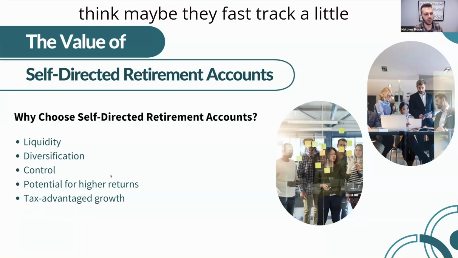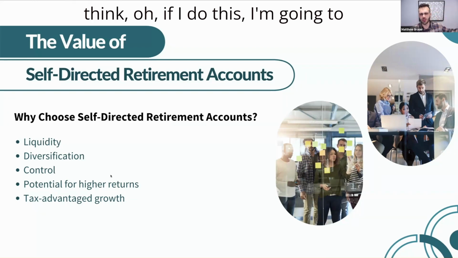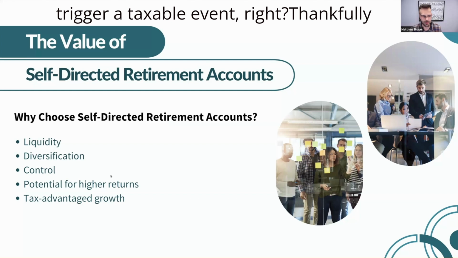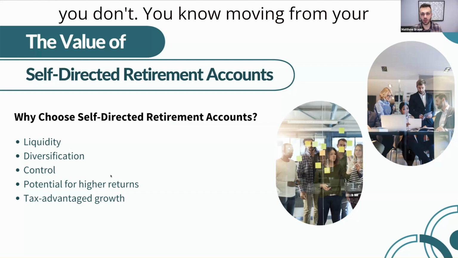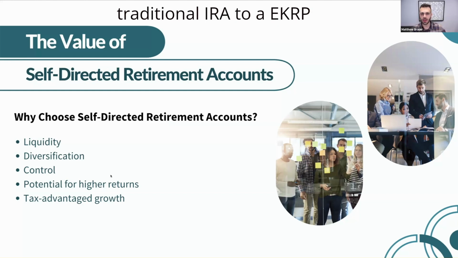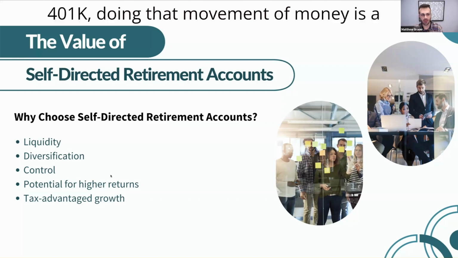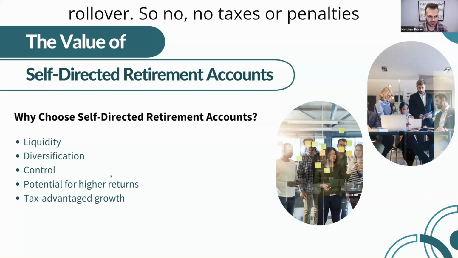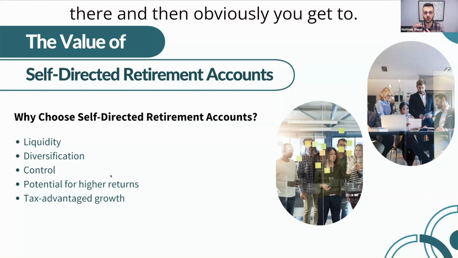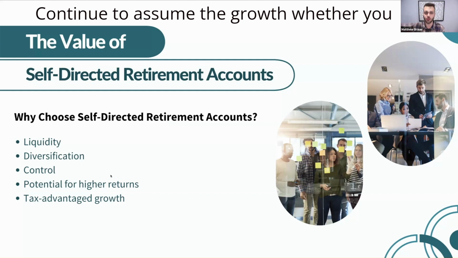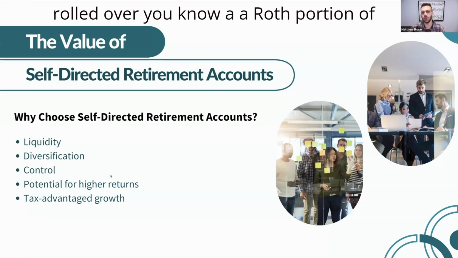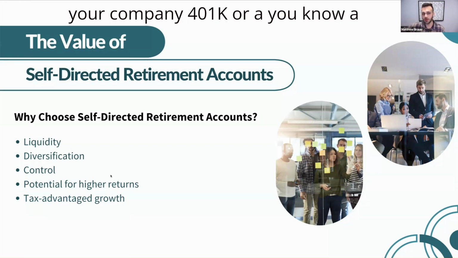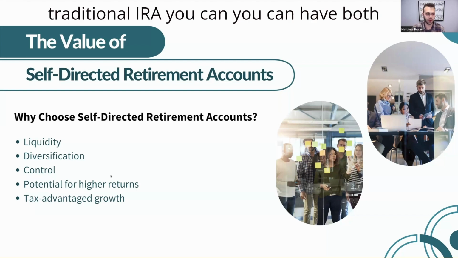Some people think, maybe they fast track a little bit too much in their mind and they think, oh, if I do this, I'm going to trigger a taxable event, right? Thankfully, you don't. Moving from your traditional IRA to a EQRP 401k, doing that movement of money is a non-taxable event. It's called a direct rollover. So, no taxes or penalties there. And then obviously, you get to continue to assume the growth, whether you rolled over a Roth portion of your company 401k or a traditional IRA.